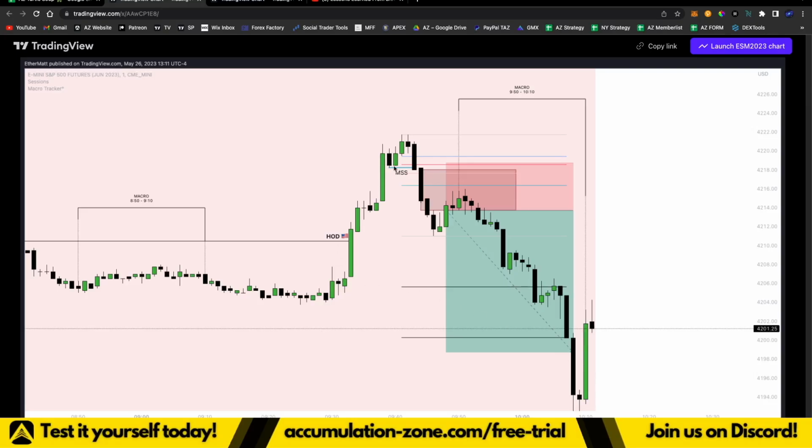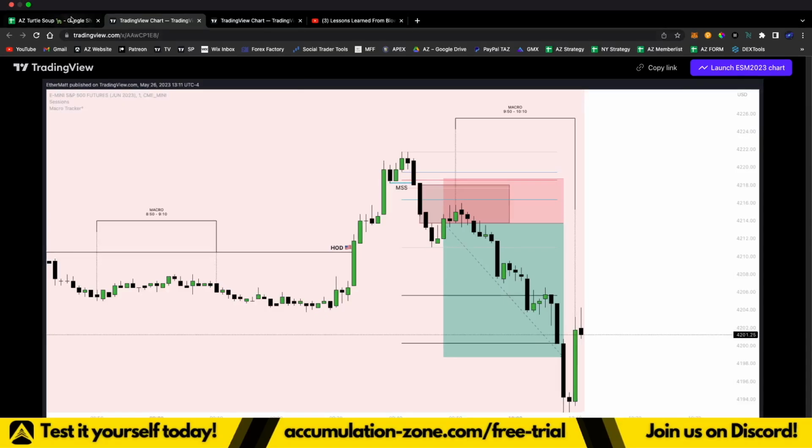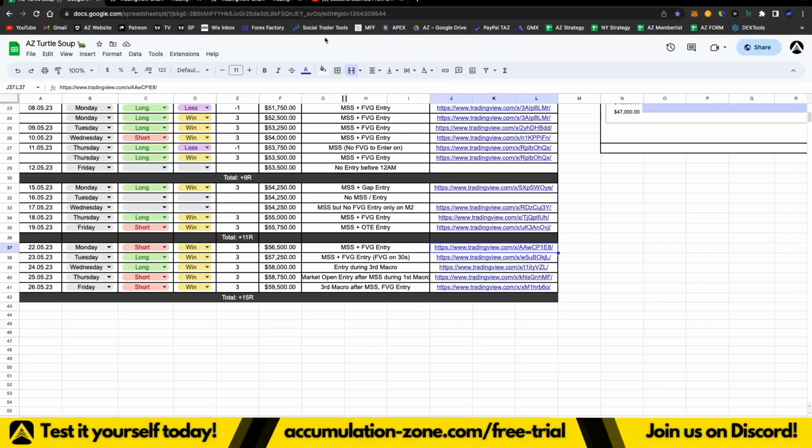We had this pump up, market structure shift, and right here, this would also be a good example for a market structure shift entry. We had our drop and continued further to the downside. Yeah, I will definitely keep an eye on that.